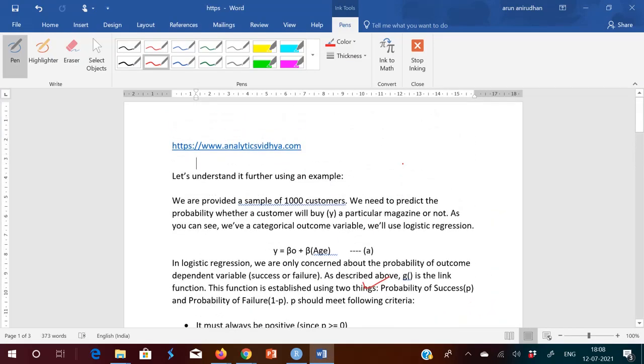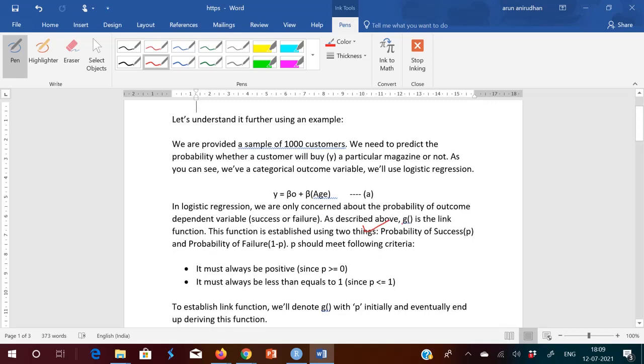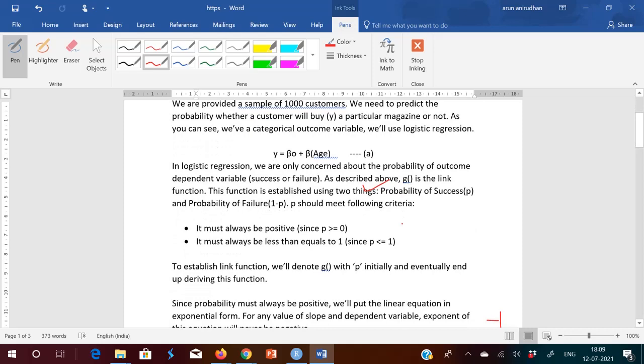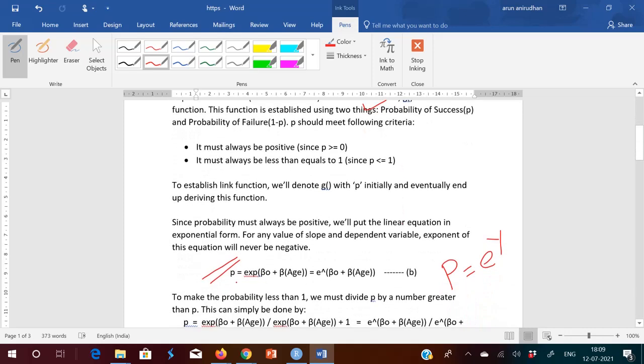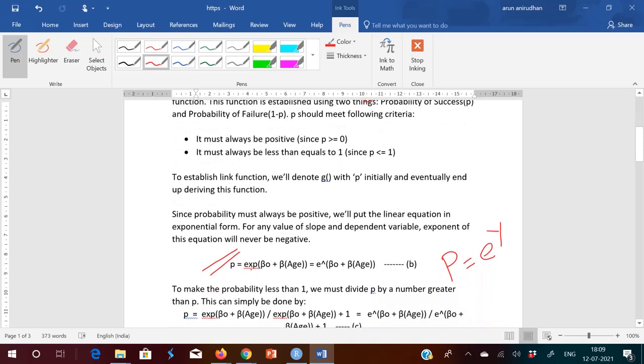I have taken this proof from a website. Here they're taking a sample of 1,000 customers and trying to predict whether a particular customer will read a particular magazine or not. Age is taken as the independent variable, with probability P and probability of failure 1 minus P. P will always be positive, so they have taken the exponent of this equation, e raised to beta 0 plus beta into age.